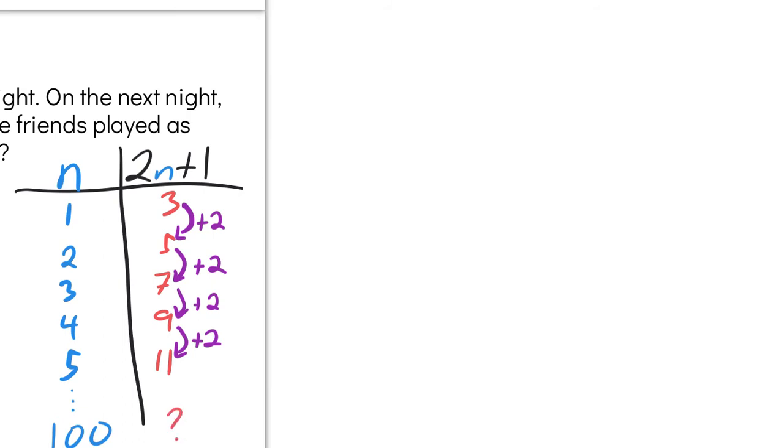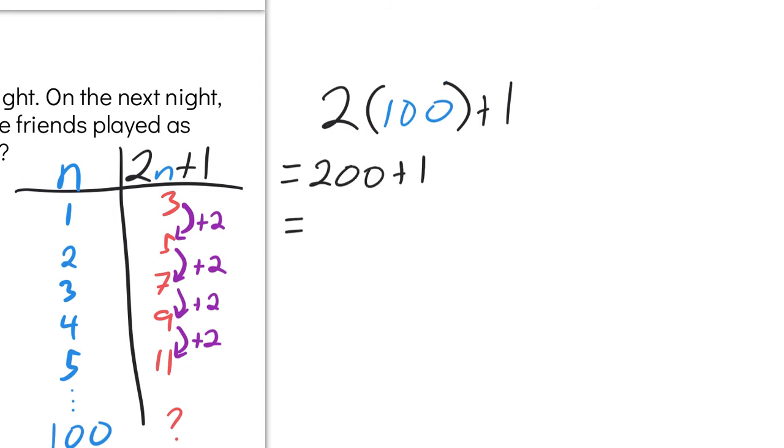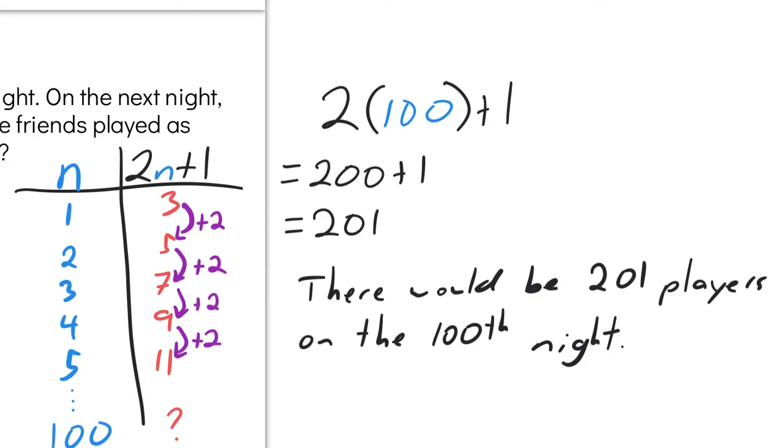So what I can do is write down 2 times 100 plus 1, and then I can rewrite it underneath. 2 times 100 is 200 plus 1, and I write it up finally as 201. And the final thing that I would write is this: there would be 201 players on the 100th night.